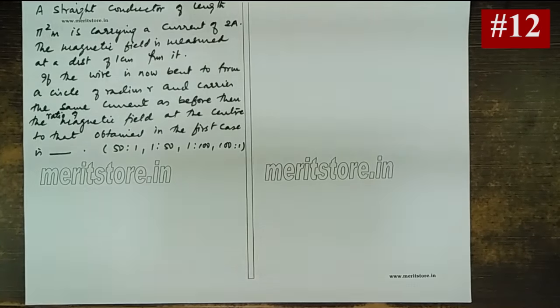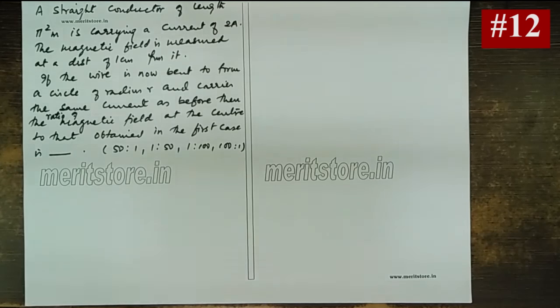A straight conductor of length pi squared meter is carrying a current of 2 amperes. The magnetic field is measured at a distance of 1 centimeter from it. If the wire is now bent to form a circle of radius small r and carries the same current as before, then the ratio of the magnetic field at the center to that obtained in the first case is dash. Choices are 50:1, 1:50, 1:100 and 100:1.